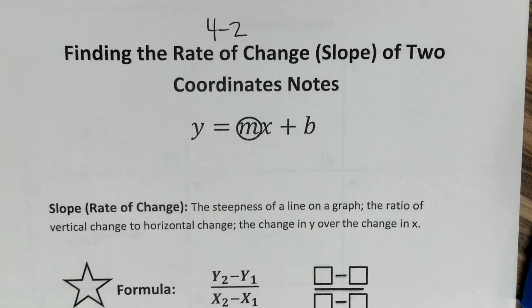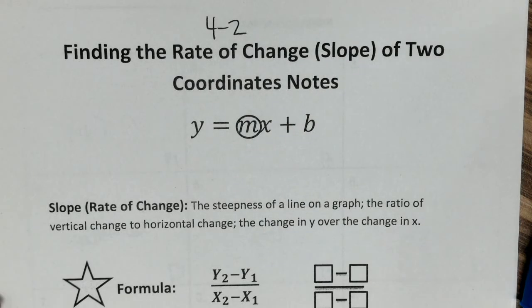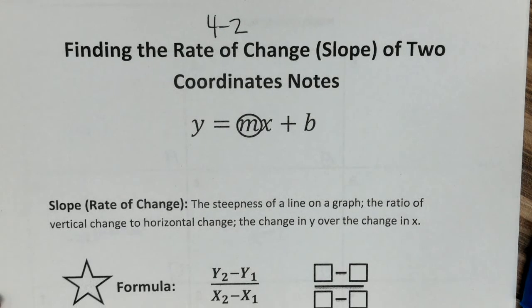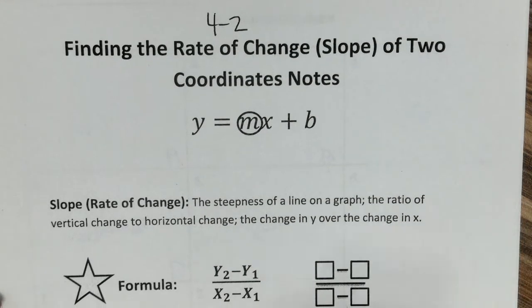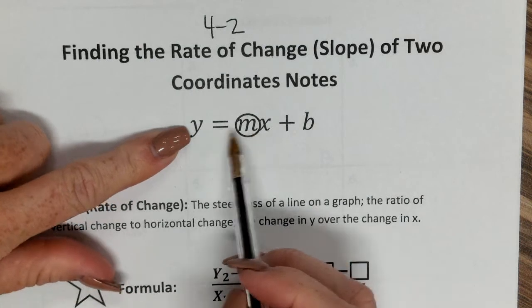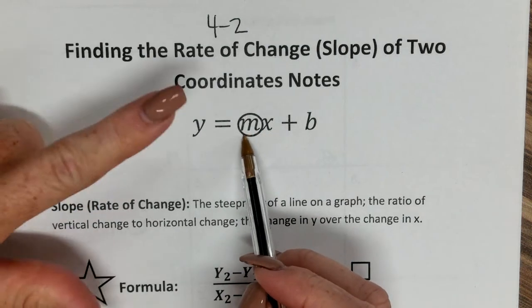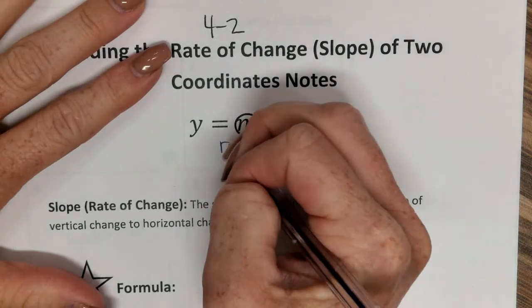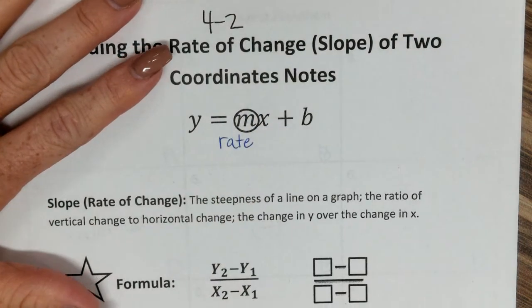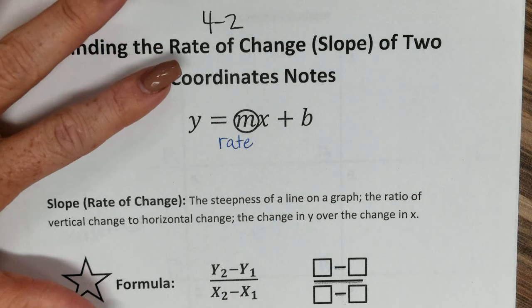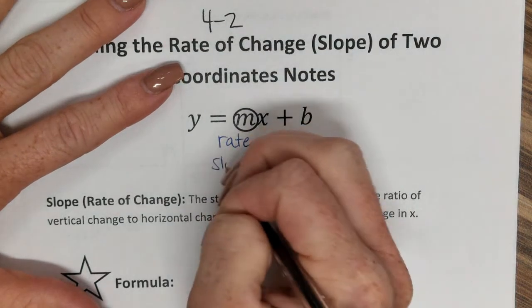So today we're going to keep learning about slope. So let's go back over what we learned this whole 6 weeks. And y equals mx plus b. The m is the rate. Write that down. And yesterday we learned that the rate is also known as the slope.